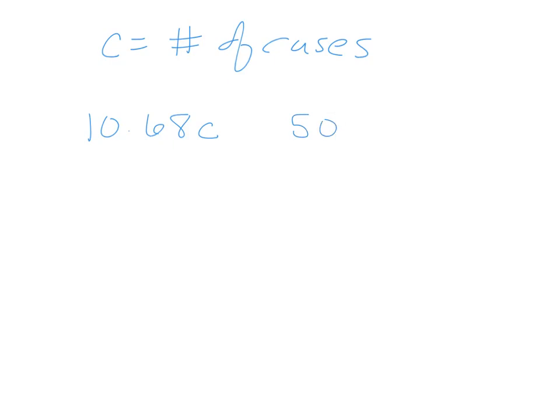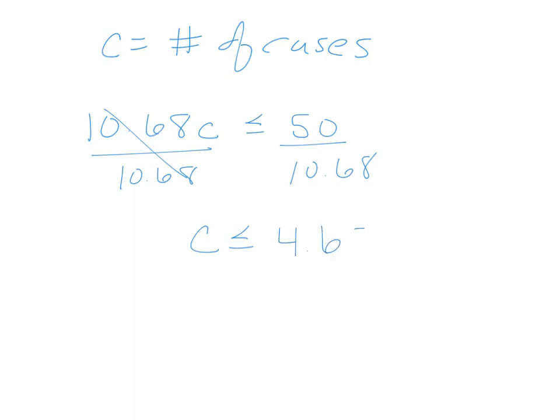If I put 50 here, if I have at most 50, that means 50 is my biggest number, so alligator eats your bigger number there. Now, I could spend exactly 50. So let's go ahead and divide by 10.68. So we get C is less than or equal to 4.68.